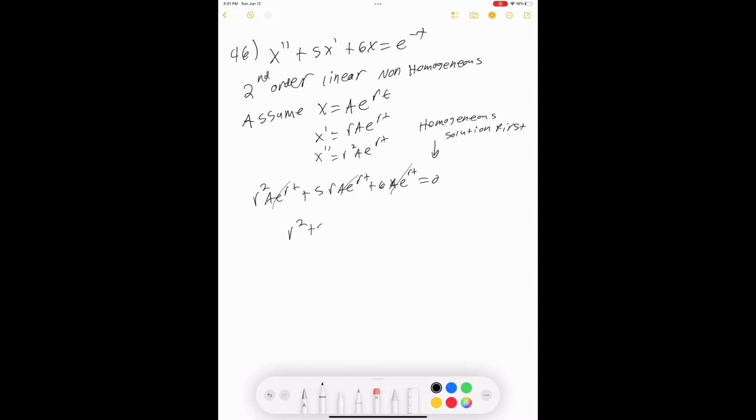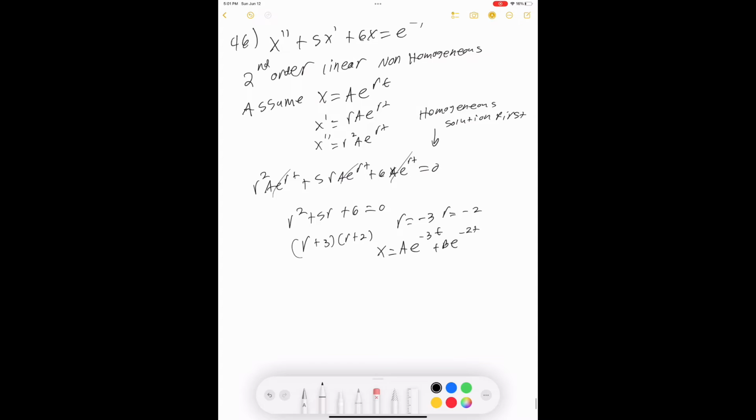giving us r squared plus 5r plus 6 equal to 0. Now we could factor that into r plus 3, r plus 2, giving us r equals negative 3, r equals negative 2, letting us know that the first part of our solution, first part of our function is equal to a e to the negative 3t plus b e to the negative 2t.